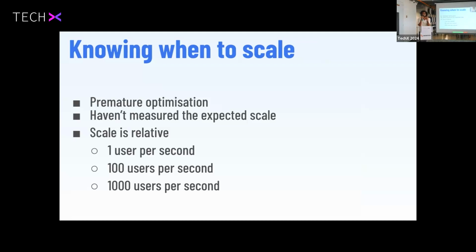Knowing your system is just as important as scaling your system. So again, also, scale is relative, right? Can somebody, I think that guy over there, can you just put your hand up? Yeah. What is scale according to you? Just shout out, it's fine. What is scale according to you?